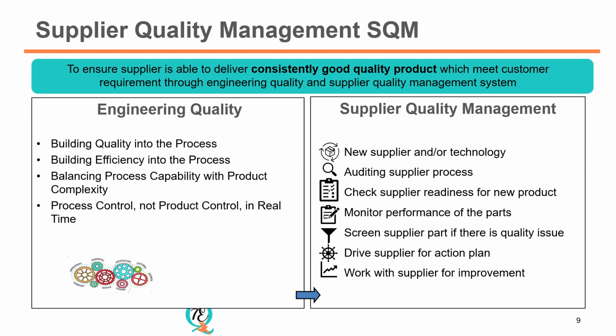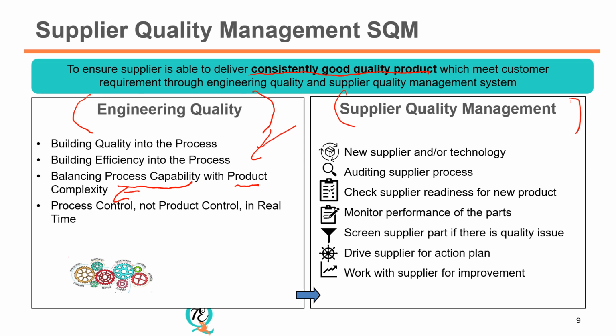Supplier quality management consists of quality engineering and also supplier quality management. The most important objective of supplier quality management would be to enable suppliers to consistently deliver good quality products which meet customers' requirements through engineering of quality, where you build quality into the process, building efficiency into the process, balancing process capability with product complexity. This means that sometimes a product which is quite complex might not have a good capability. Therefore, we have to find a balance in order to fulfill the requirements of the product.